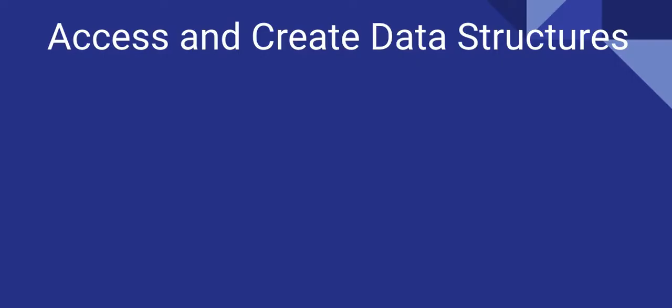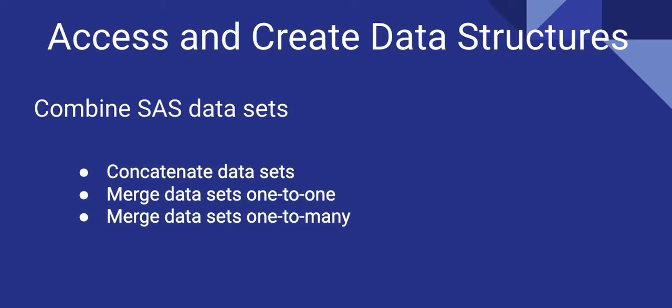So in this next section we're going to talk about combining SAS datasets. We're going to cover 3 ways that this will be accomplished for different circumstances: concatenating datasets, merging datasets on a one-to-one basis, and merging datasets one-to-many. So let's jump back into SAS Studio and look at some code.